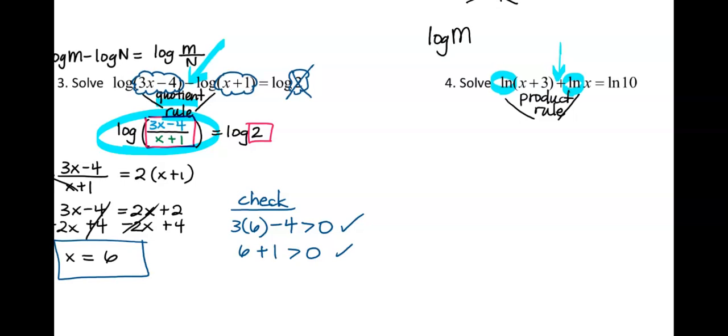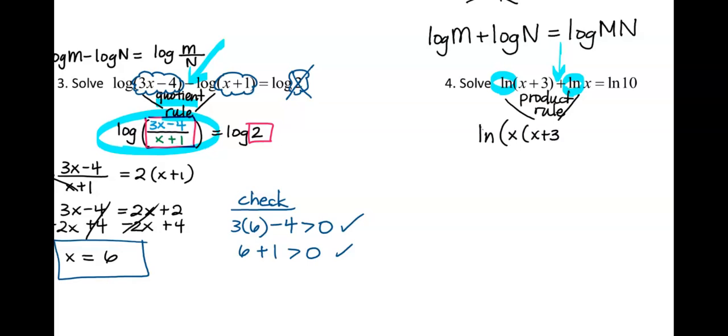And the product rule says that log of m added to log of n is equal to log of m times n. So natural log of x plus 3 plus natural log of x combines into the single logarithm of natural log of x multiplied with x plus 3. I just chose to write the x in the front of the x plus 3. I will go ahead and distribute the x on the inside of these parentheses. This is natural log of x squared plus 3x is equal to natural log of 10.